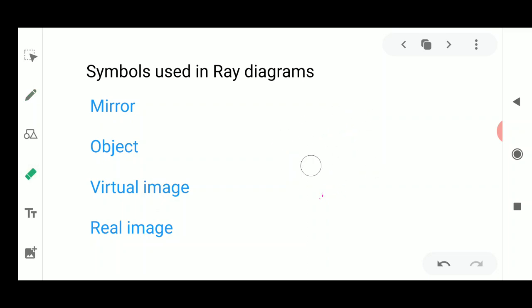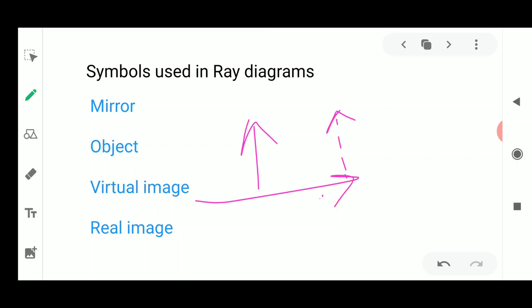When an object is drawn in this way, as an upright arrow, then in the same manner, if the image is being drawn and you have to show a virtual image, you draw this same line in the form of dotted lines, and you put an arrow. So this is a virtual image. This shows the virtual image.